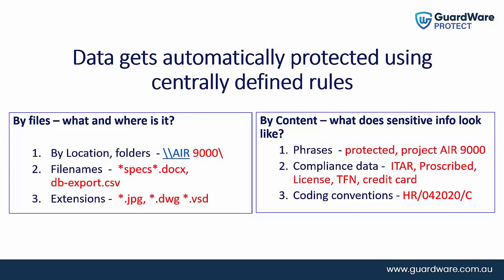Now let us look at how GuardWare classifies and enforces protection. This is done using multiple methods which are enforced centrally. This includes using location-like folders, file naming conventions, extensions, or by content-like phrases that occur within the file or is associated with the metadata of the file.